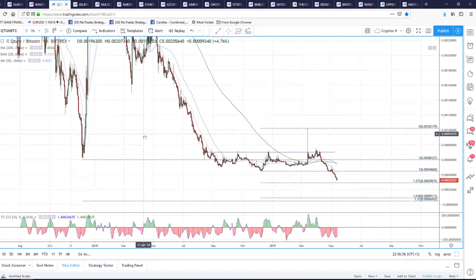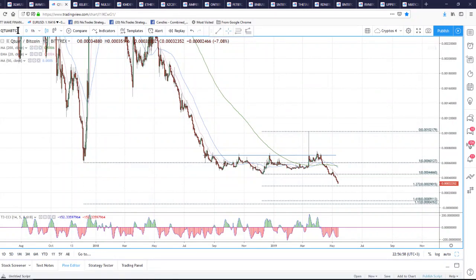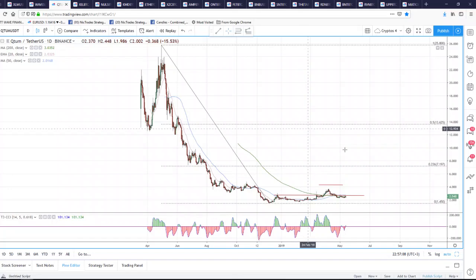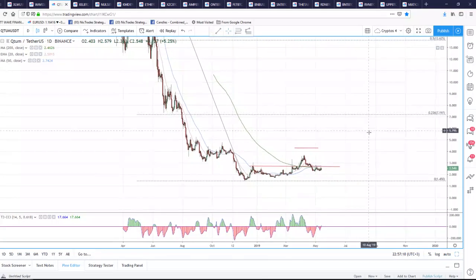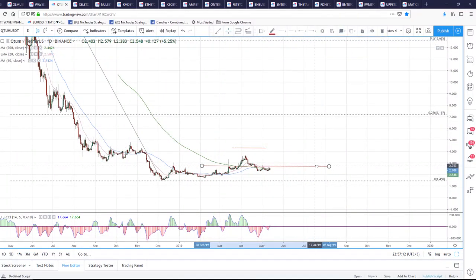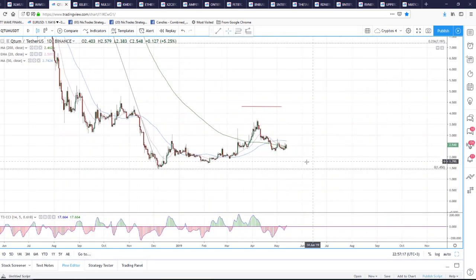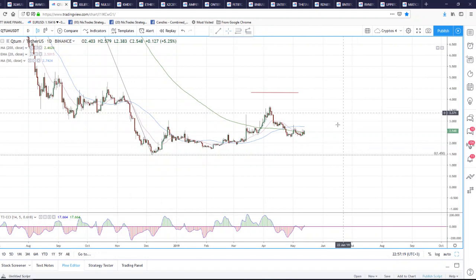So QTUM Bitcoin at the moment, I don't really see any reason to be in QTUM. I would rather be in Bitcoin. However, if you are in QTUM, you're better off in QTUM than in Tether. Let's put it that way.